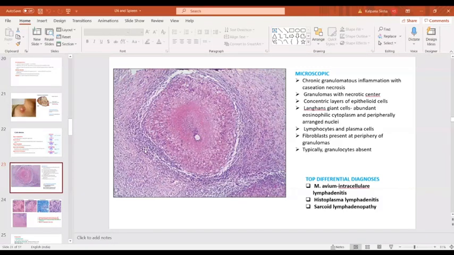Okay, so this is a granuloma with central necrosis. Necrosis will look pale and granular, pale eosinophilic and granular. The necrotic center is surrounded by histiocytes, which are palisading, and the outermost layer is known as the lymphocytic cuff. Outside the lymphocytic cuff, there is a fibrous layer. So there are 4 layers of a granuloma. The most important differentials are atypical Mycobacterium lymphadenitis, histoplasma, and sarcoid.